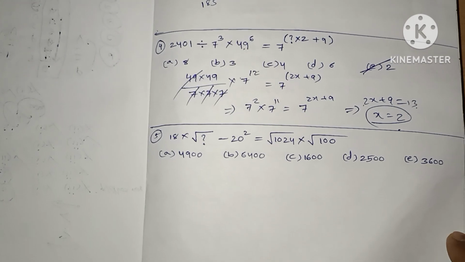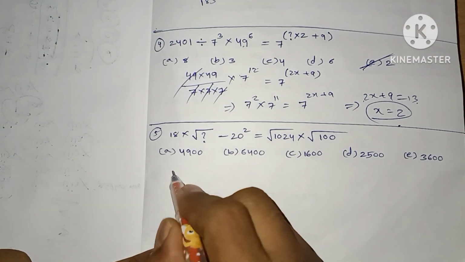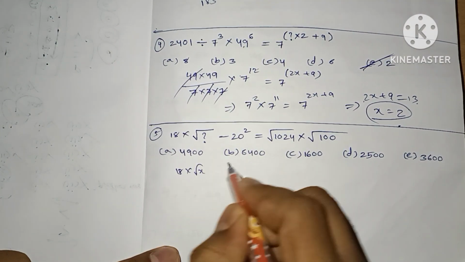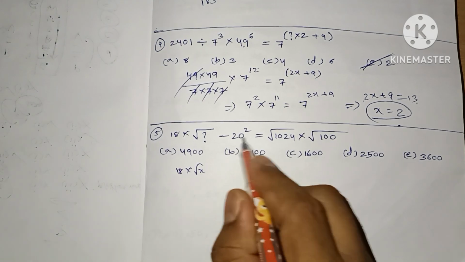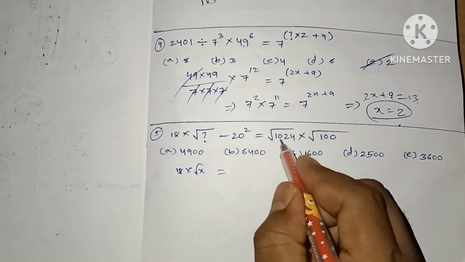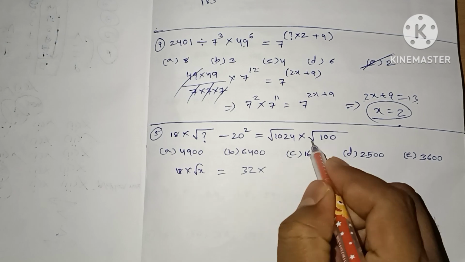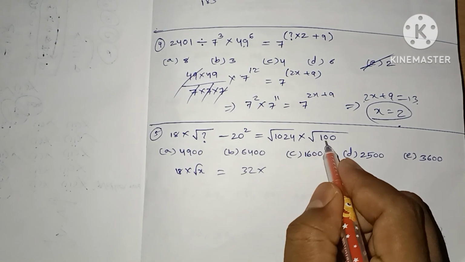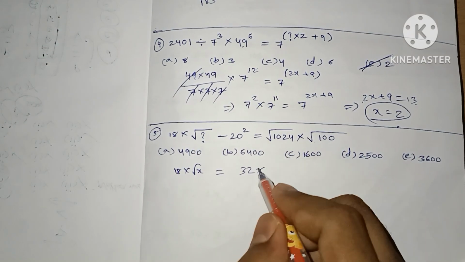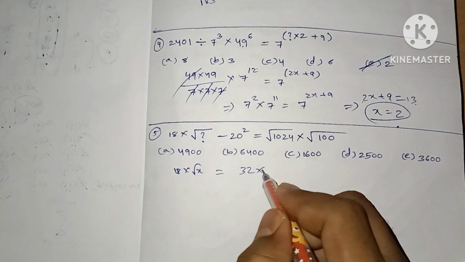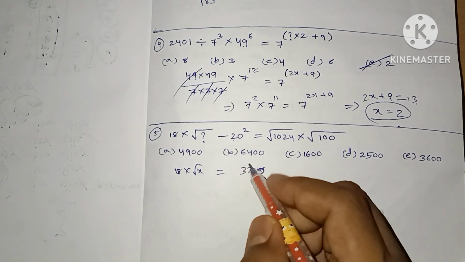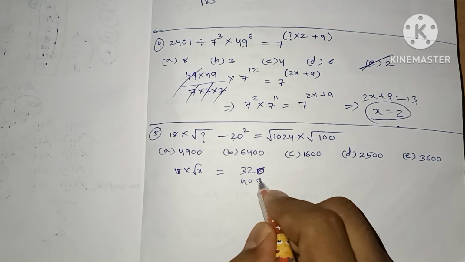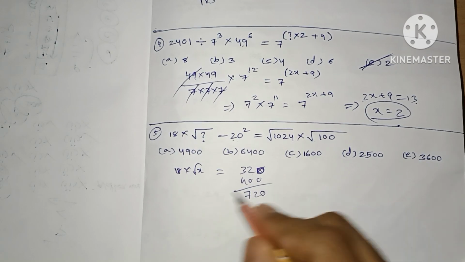Next, fifth question. Here 18 into root x, minus 20 square, which comes this side with plus. Here it is 32 into 100. 32 into 100 under root means we get 10. 32 into 10 will be 320. 320 plus 20 square, which is 400. So we get 720 from here.